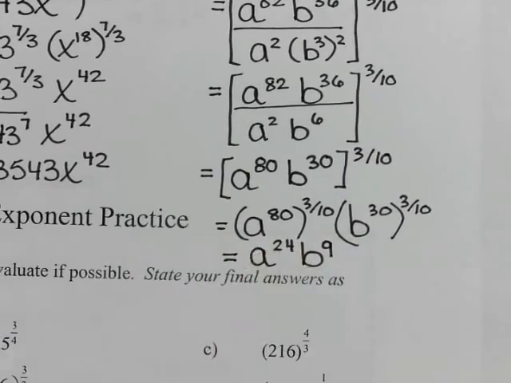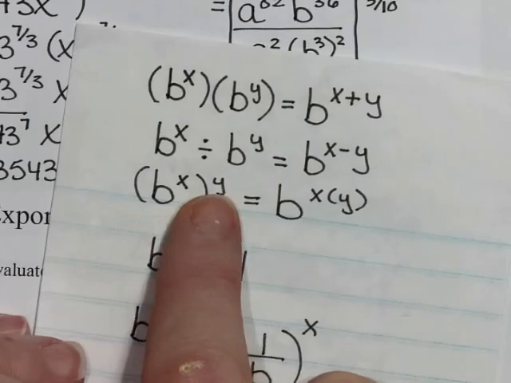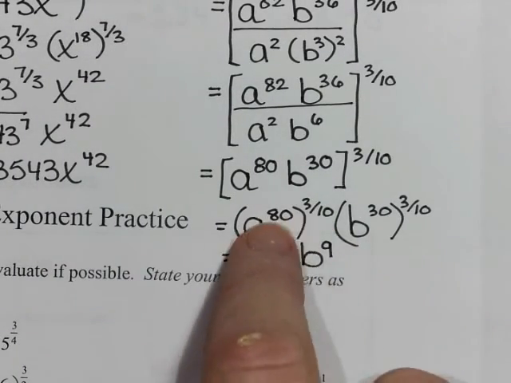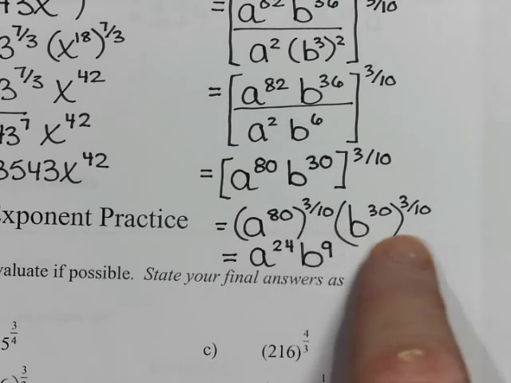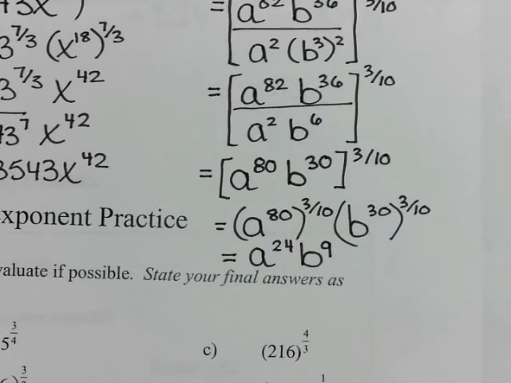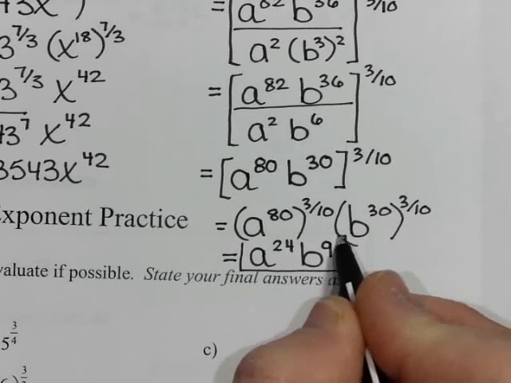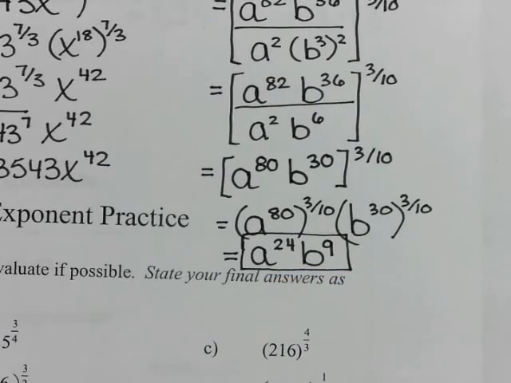Sorry, I didn't explain why I did that. Anytime you have one base with two powers on it, we multiply those powers together. So that's why I multiplied these. So I did 80 times 3 divided by 10, and then 30 times 3 divided by 10. So the final answer doesn't have any negative exponents. I've got one term with a, one term with b. We are done. Thank goodness.